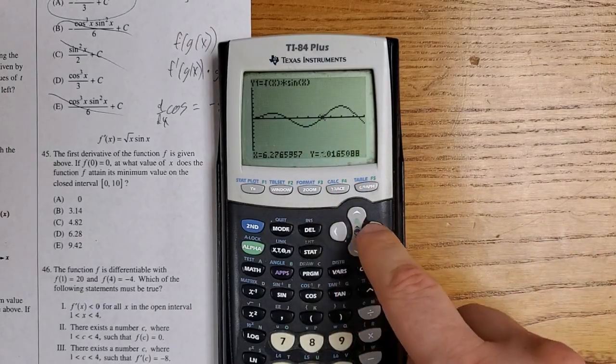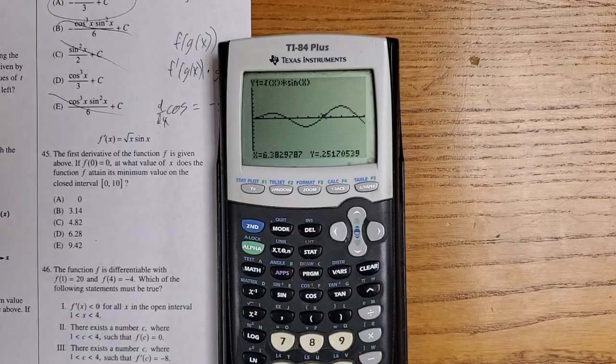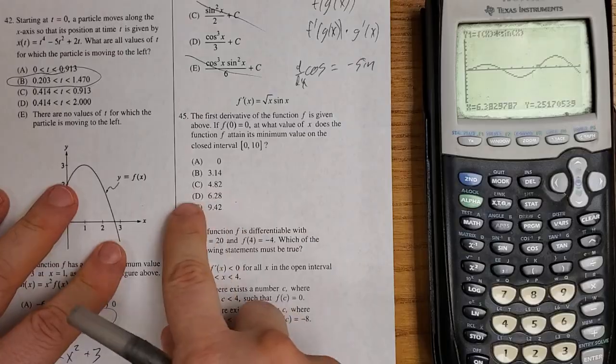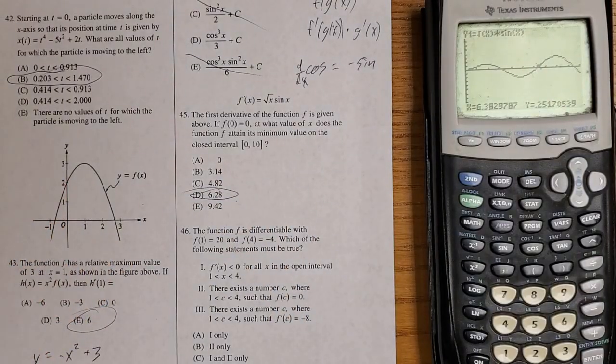And we can just look really quickly. It's somewhere around 6.3. And over here, the closest one to 6.3 is going to be 6.28, that's answer D. And that is the answer.